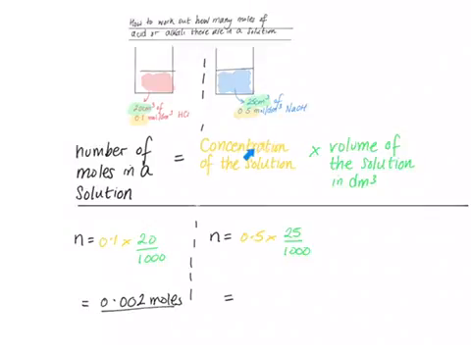Same for the sodium hydroxide. The concentration of the solution is 0.5 moles per decimetre cubed, which we've kept in yellow. The volume of the solution in decimetres cubed is 25 divided by 1,000. So if you put 0.5 times 25 divided by 1,000 into a calculator, the answer you get is 0.0125 moles. Which means that in 25 centimetres cubed of 0.5 moles per decimetre cubed sodium hydroxide, there are 0.0125 moles of sodium hydroxide.